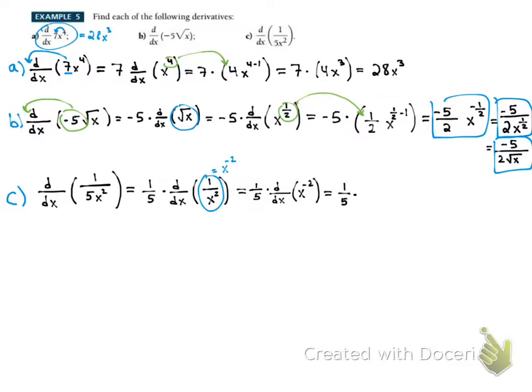Now let's take the derivative of x to the negative 2. Well, the negative 2 comes down as the coefficient. So we have negative 2 times x to the negative 2 minus 1 power, which of course equals negative 3. So now we can rewrite this as negative 2/5 times x to the negative 3rd power. Or using the negative exponent rule, negative 2 over 5 times x cubed.